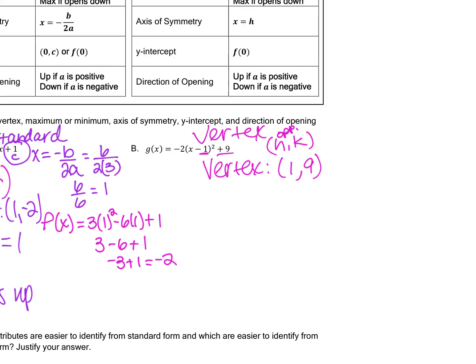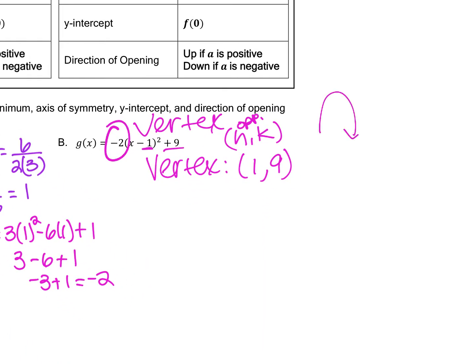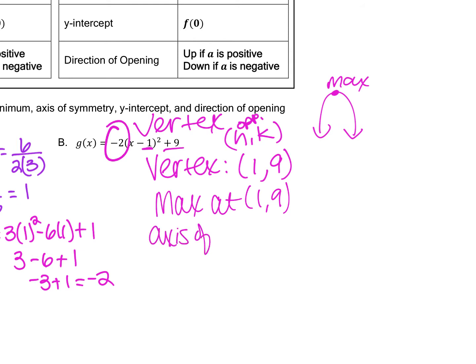Looking at your A, which is what's in front, notice it's negative, so the direction of our graph would be opening down. So that means our vertex point would be a max up at the top. So max at 1, 9. And then our axis of symmetry, remember, is always a straight vertical line. It's always x equals, and you always cross the vertex, which crosses through the x-axis at 1. So you're looking at your x value of your vertex point.